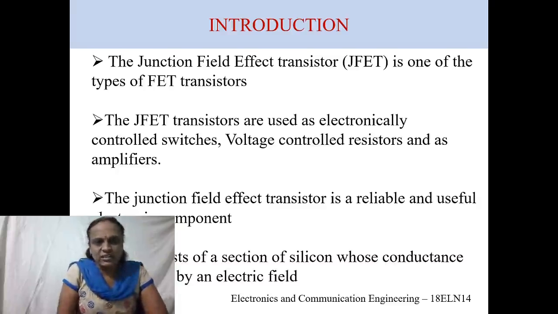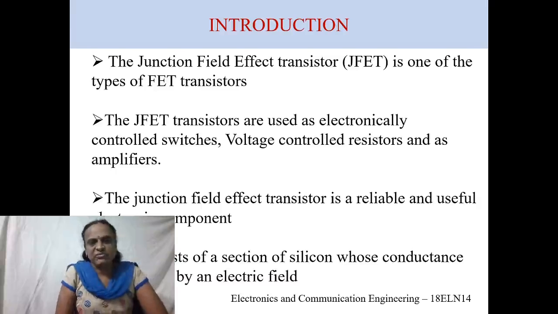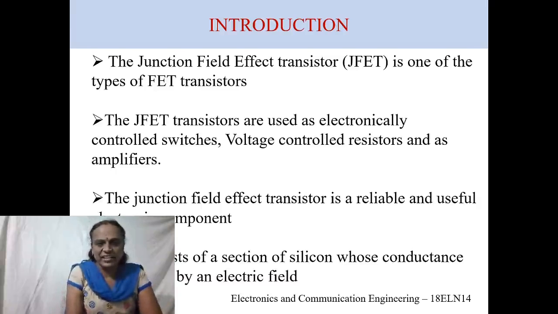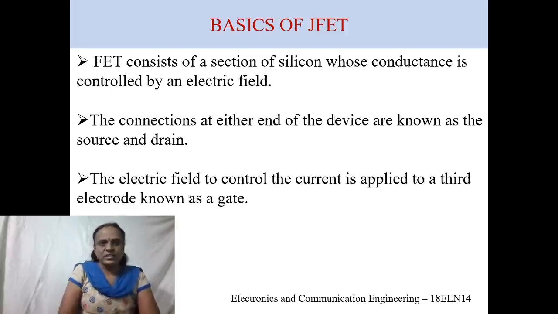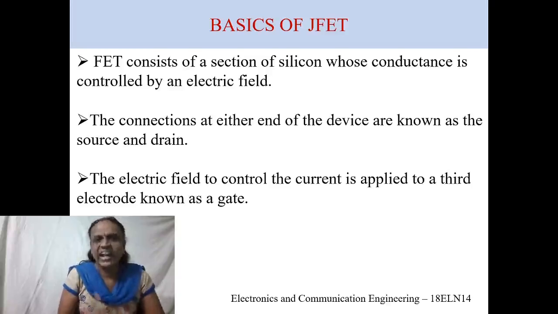We can also tell that the FET consists of a section of silicon whose conductance is controlled by an electric field. This is the continuation of the introduction part. If I say electric field, here it has an E plane and an H plane, as we discussed in module 1. E plane means the electric field, H plane means the magnetic field, and it can be used in different types of modes.